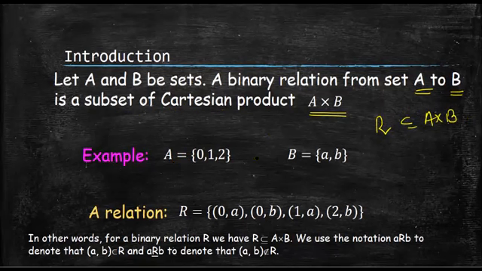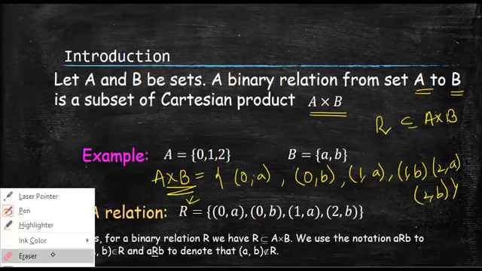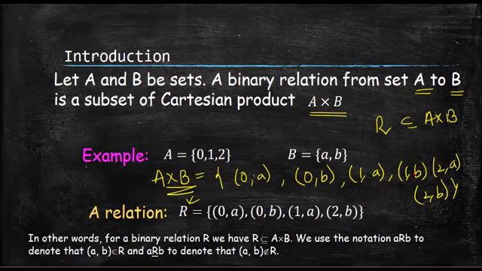Example: if A is {0, 1, 2} and B is {a, b}, then A cross B in this case, let me write it over here, will be (0, a), (0, b), (1, a), (1, b), (2, a), (2, b). This is A cross B, and the relation R is a subset. So it has (0, a), (0, b), (1, a), (2, b). It does not have (1, b) and (2, a). So it is a subset of your A cross B.